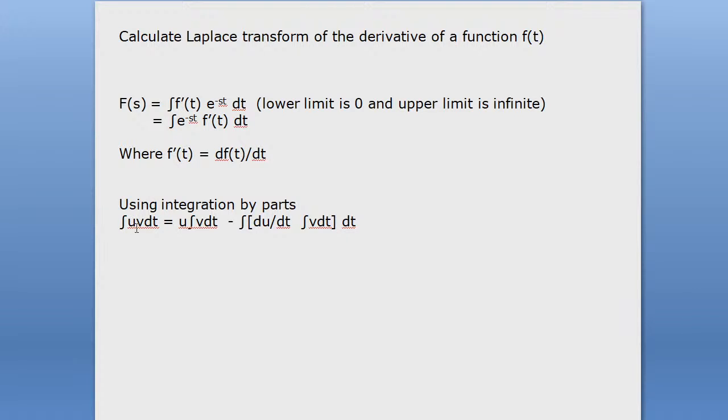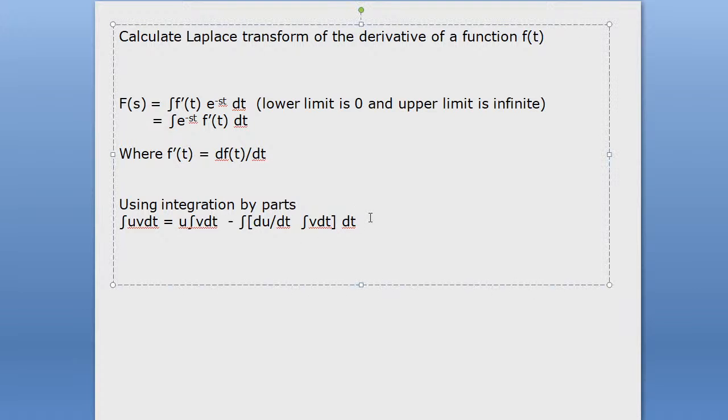So here you consider u as e to the power minus st, and v as f prime of t. Now you solve this one. Replace your first term e to the power minus st as u, and the second term f prime of t as v, and solve it and tell me the final expression of F of s, with limit 0 to infinity. Now solve it using the integration by parts rule.